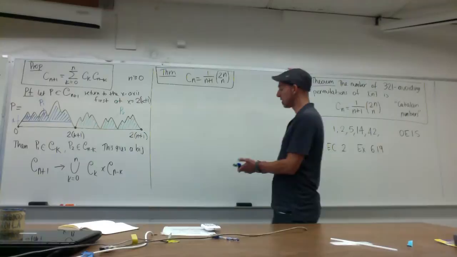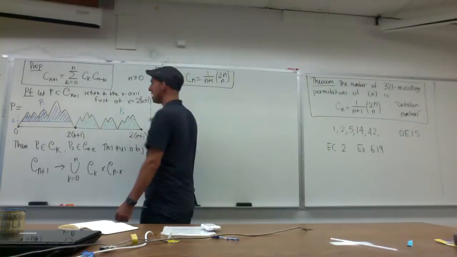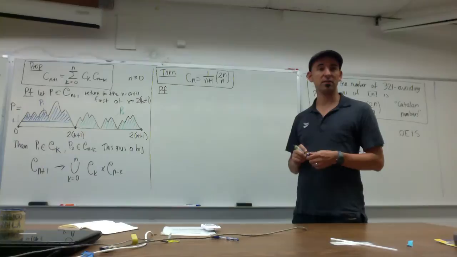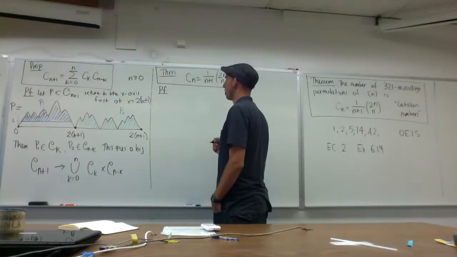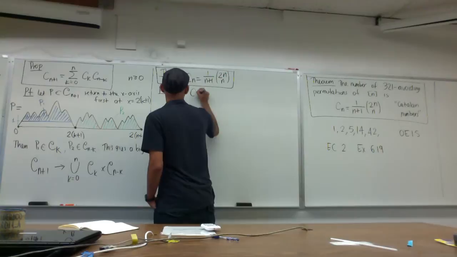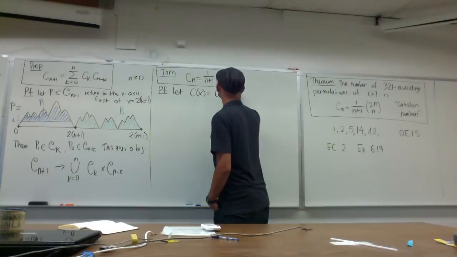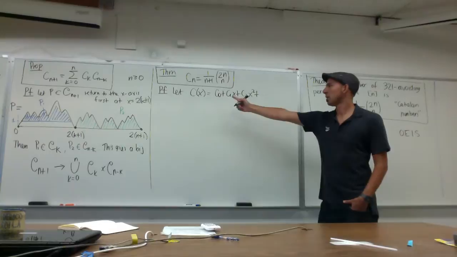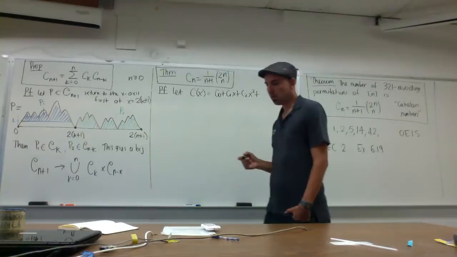This is one of those instances where the generating function approach is a little bit easier than a combinatorial approach. At least it doesn't really require doing anything too clever. So we're going to follow the generating function approach. Okay, so let's define the generating function for the Catalan numbers. We'll call it C of X.